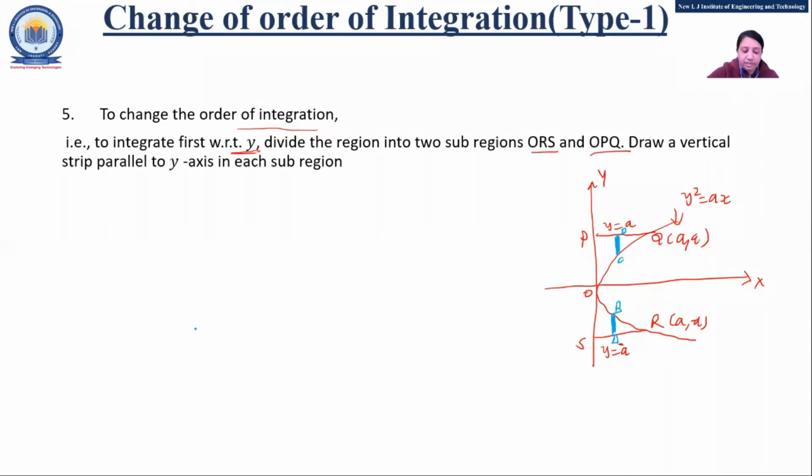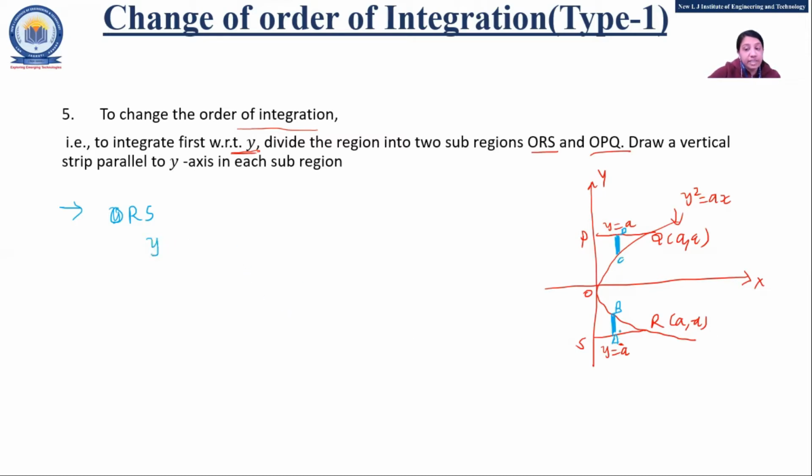So now the next step is to find out the limits, the limits for each intersection. So first I'll find for the ORS region. For that, you can see the vertical strip starts from which line? Y equal to minus a. And it will end on which curve? Y square equal to ax.